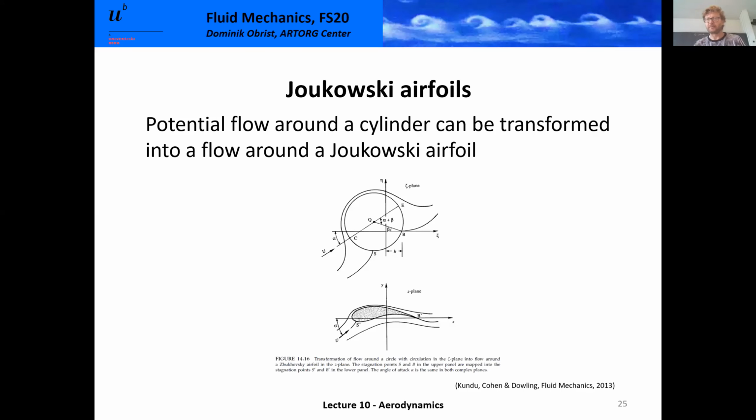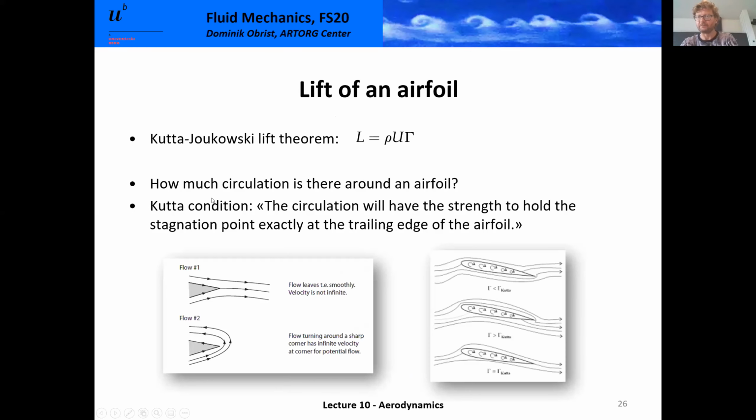So this is the last trick you need to know. And with that, you can compute correct streamlines and lift around an airfoil. Not any airfoil, the airfoils of the Joukowsky family. Yeah, that's essentially what is summarized here. How much circulation is there around an airfoil? Kutta condition: the circulation will have the strength to hold the stagnation point exactly at the trailing edge of the airfoil. That's the Kutta condition.